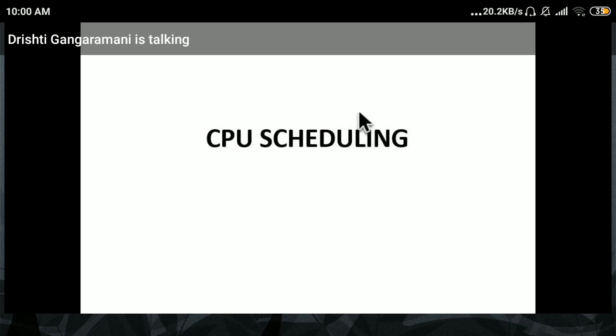Last time we covered the CPU scheduling numericals. If you remember, we went with first come, first serve. We went with SJF, and there were two types in SJF: one was preemptive, the second was non-preemptive. We covered round robin and the priority scheduling algorithm.